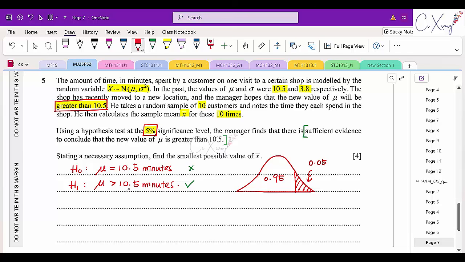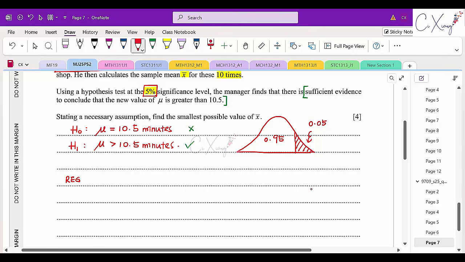Now they said they reject the null hypothesis, and they ask what's the smallest possible value of the sample mean for us to reject the null hypothesis, because we conclude that this is correct, this is wrong. That means we already reject the null hypothesis. So they're asking for the smallest possible value of the sample mean to reject the null hypothesis, which means they ask us to find the rejection region.